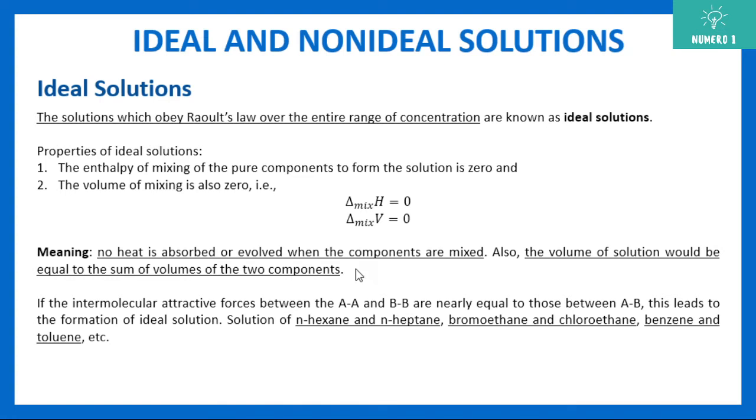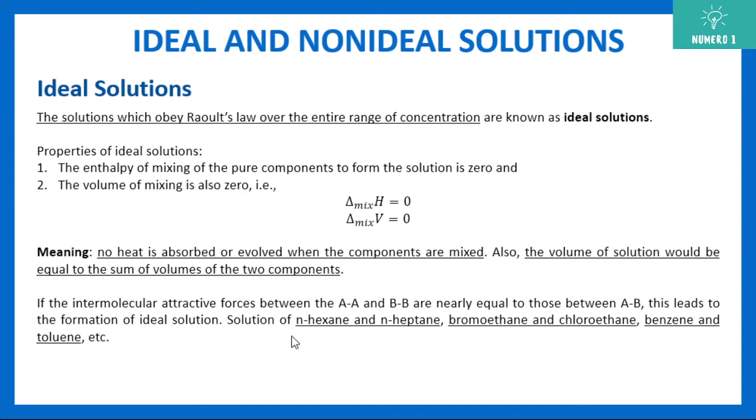The answer lies in the molecular interactions. A will interact with A, because there is this force. B will interact with B, and A will also interact with B, or B will interact with A, vice versa. So these are the three forces. Now, if the intermolecular forces of AA and BB are almost equal, or nearly equal, to the AB interaction, then the solution is an ideal solution. Examples are n-hexane and n-heptane. Another example is bromoethane and chloroethane.